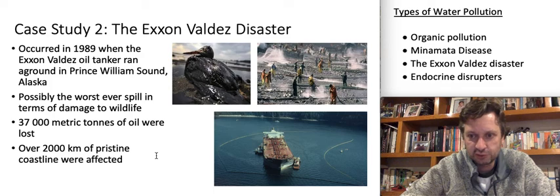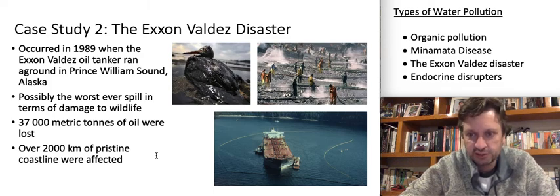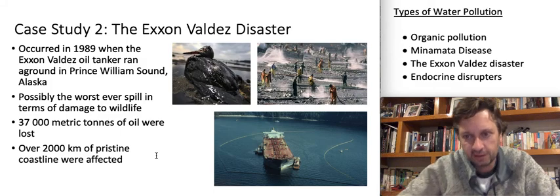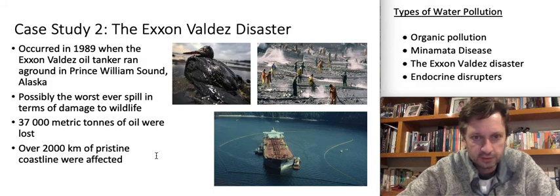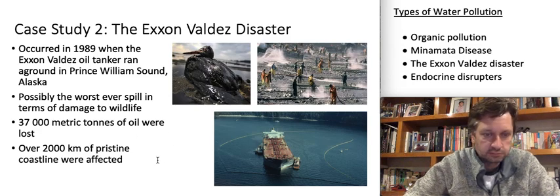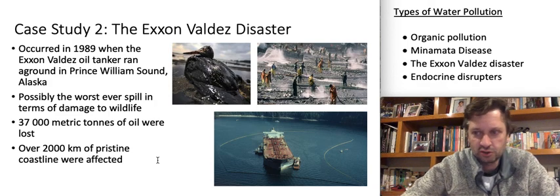So it wasn't the biggest oil spill of all time. I think that record is still held by the deliberate release of oil by Saddam Hussein in the first Gulf War in Kuwait. But it certainly had one of the worst effects on a pristine ecosystem and the wildlife that lived there. You can see the pictures there. So 37,000 metric tons of oil were lost, and it affected about 2,000 kilometres of coastline.